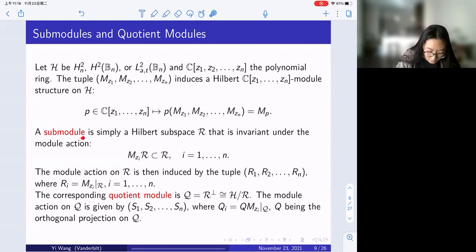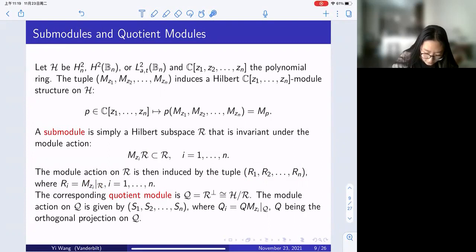And then we can define the submodule, which I think was also mentioned earlier. The submodule is just an invariant subspace. So it's a Hilbert subspace in either of those spaces, and it is invariant under these module actions, the M_{z_i}. Once you have this structure, if you restrict those module actions to this space R, then they are still commutative. So they define a commuting tuple. These R_i are just the restriction of the M_{z_i} to R.